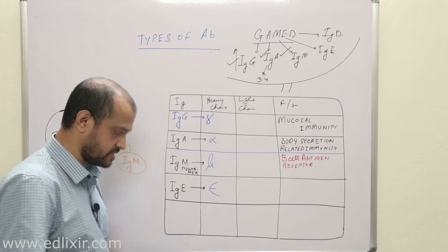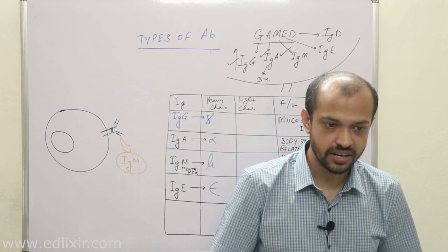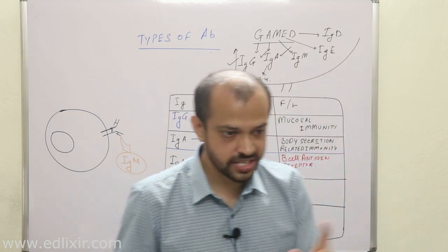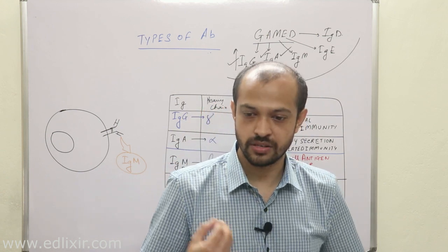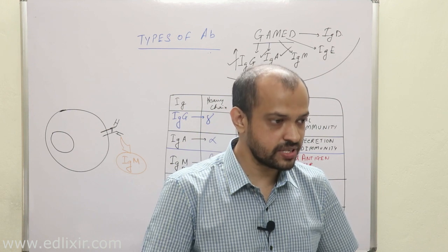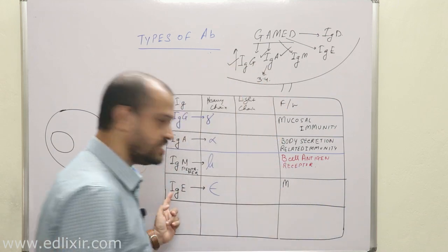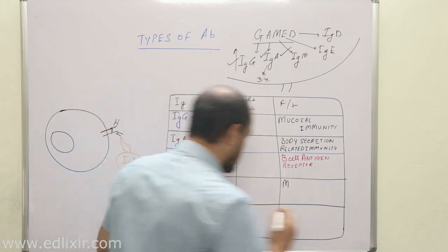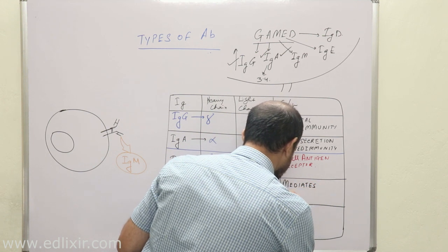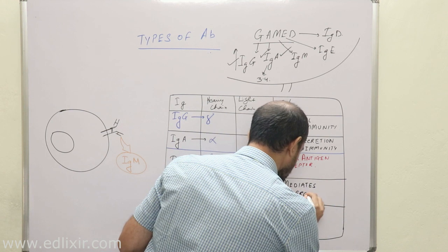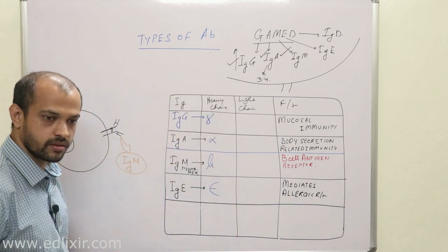IgE mediates allergic reaction. That means whenever you have an allergy, there are 4 types of allergy. Suppose you are going to a doctor saying that you are sneezing and coughing for the rest of your days, and you are coughing and sneezing in front of the doctor. The doctor will no doubt tell you to go for an IgE check. Why? Because it mediates allergic reaction. Clear?